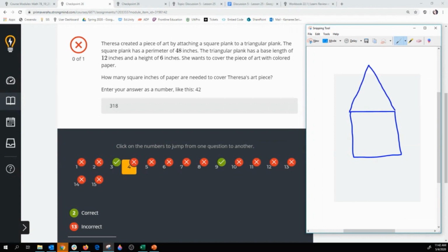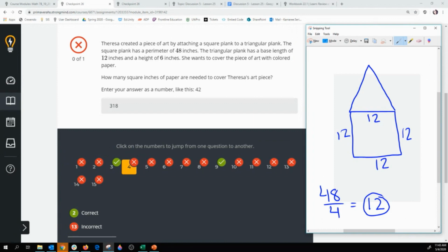It tells me that the square plank has a perimeter of 48 inches. Okay, so perimeter is all four sides added together. And since with squares, all four sides are the same, if I were to take 48 and divide it by 4, I would get 12. And this 12 is each of my sides. So that means this side is 12, this side's 12, this top side is 12, and this left side is 12. Okay, if I add all 4 of those together, I would get 48, which would be my perimeter.